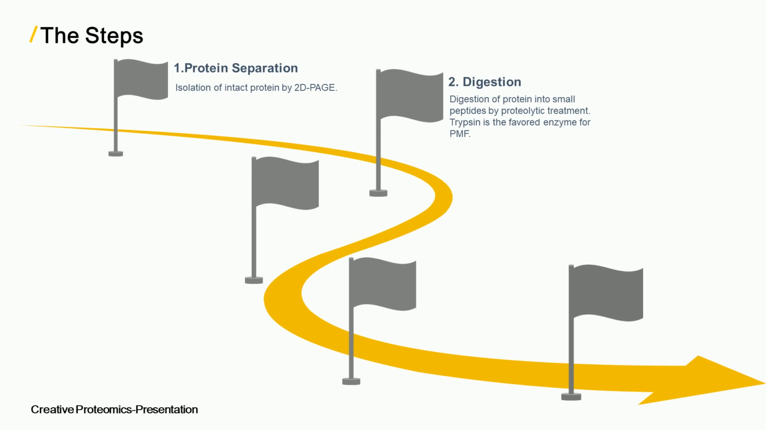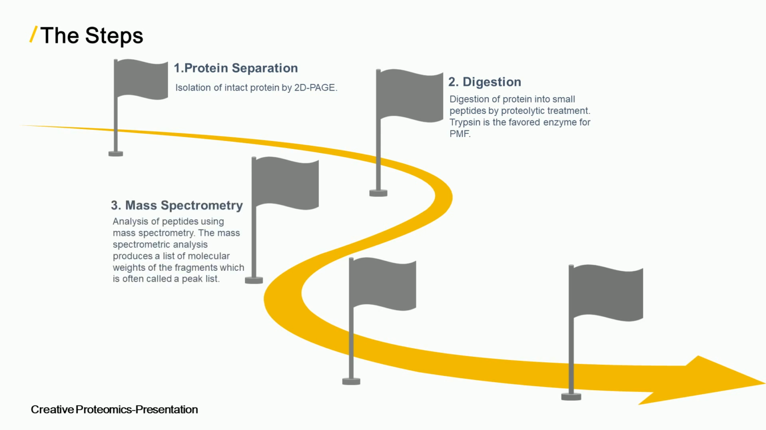The next step is mass spectrometric analysis. The peptides can be analyzed with different types of mass spectrometers. MALDI-TOF is the most commonly used technique to perform peptide mass fingerprinting, for the reason that it allows higher sample throughput and several proteins can be analyzed in a single experiment. The mass spectrometric analysis produces a list of molecular weights of the fragments, which is called a peak list.